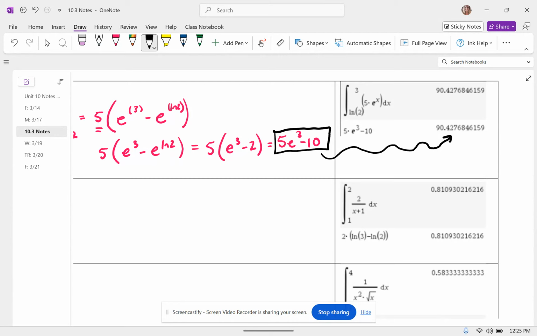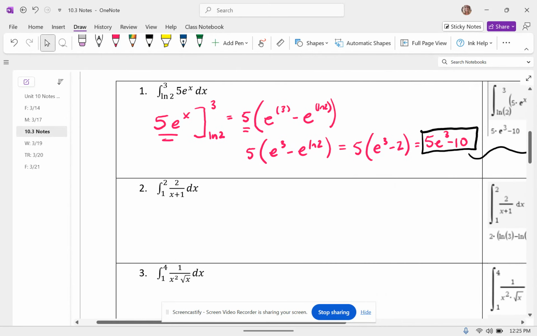So this, if you typed it into your calculator, is 90.427, something like that, right? Now, if this was like 2x, would we do x? Show me. Like say instead of 5 e to the x, replace e to the x with 2x.